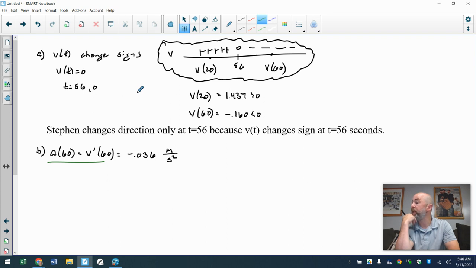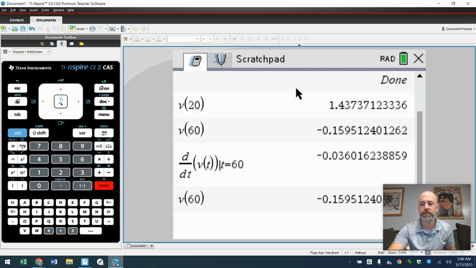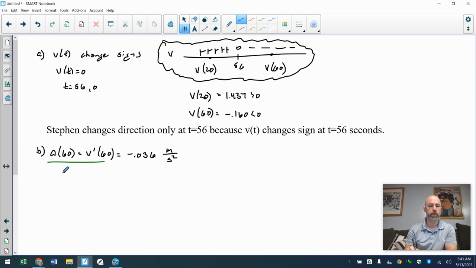Is Stephen speeding up or slowing down? Okay, speeding up or slowing down is dependent on whether the velocity is also positive or negative. So we have to analyze the sign of both velocity and acceleration. So now I'm going to find the velocity at 60. And that is negative 0.160. So v of 60 is negative 0.1595, which gives you the option of rounding.